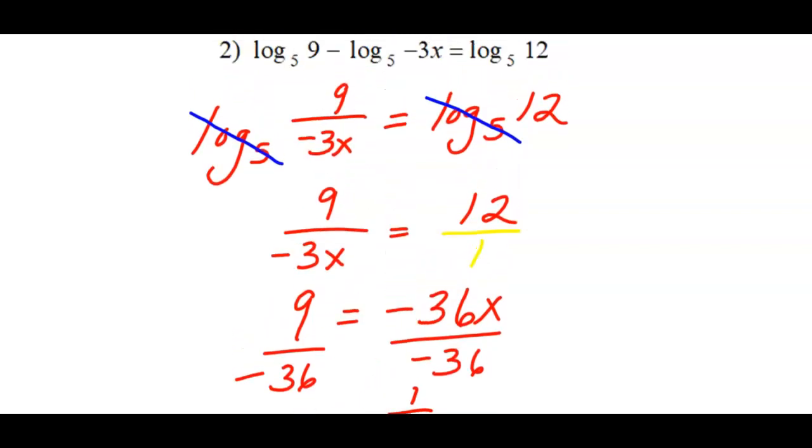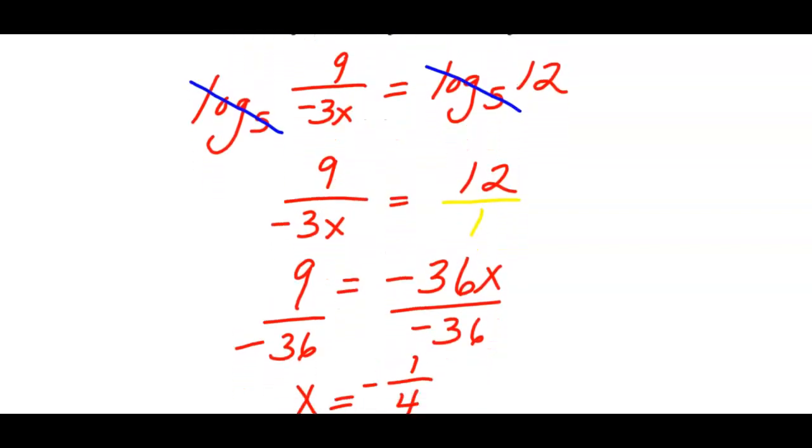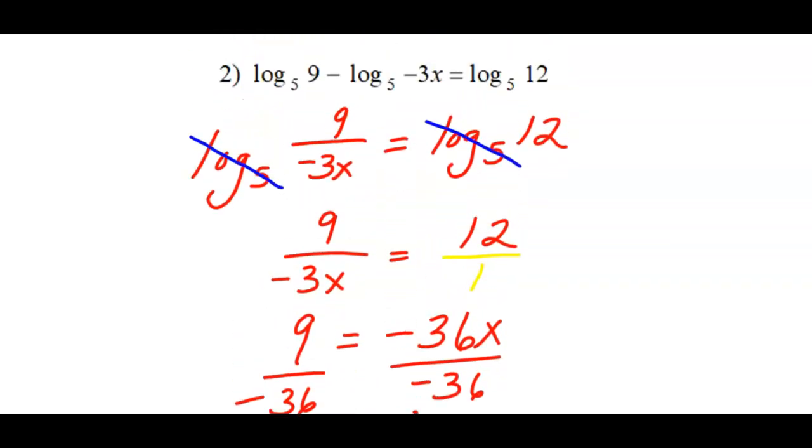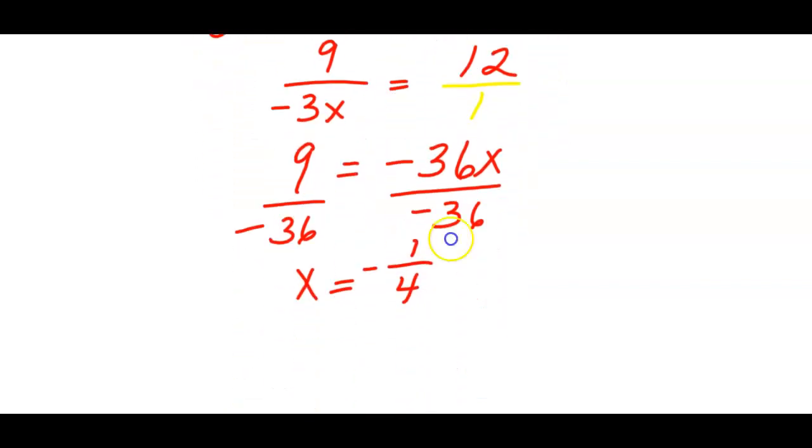Okay, and then go back to the beginning and make sure that you're going to be positive. 9's always going to be 9, so we're good there. If I put a negative 1/4 right here, that's going to turn this positive, so that's good. And then this 12 isn't going to change. So no extraneous solutions here. This is our answer.